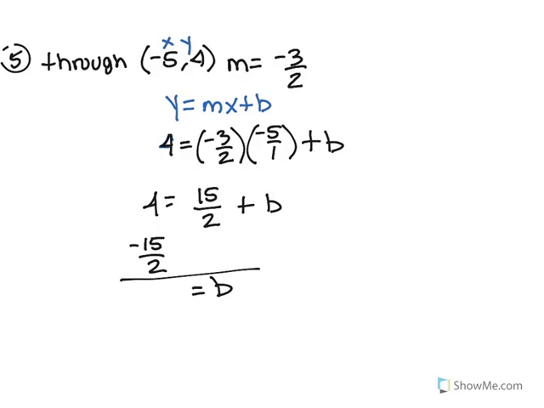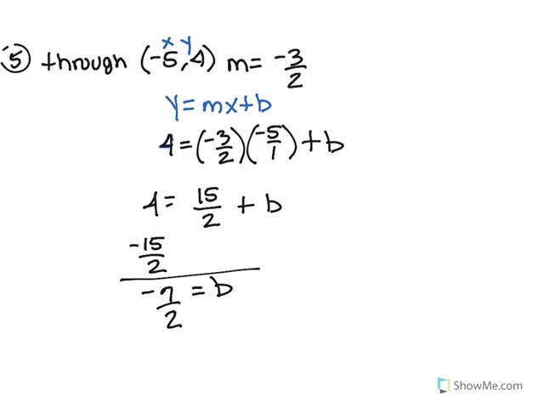What you get? 23 over 2. That's not going to be 23. That 4 is going to be 8. 8 minus 15 is... I just told you the top number. 8 minus 15 is... negative 7 over 2. Okay?